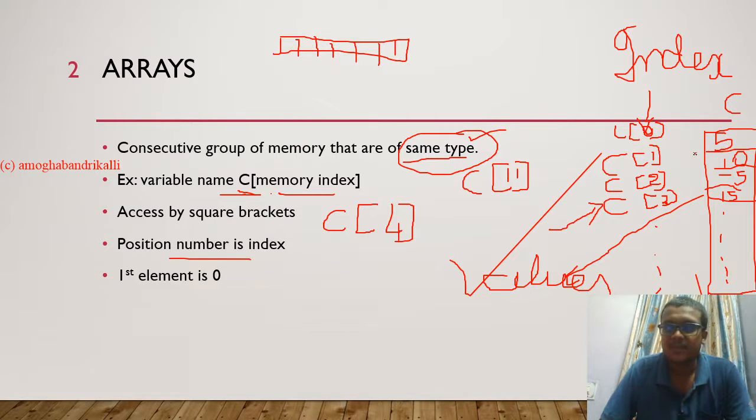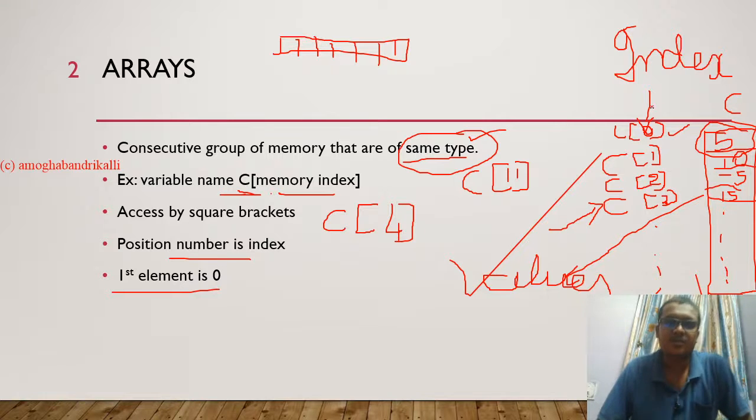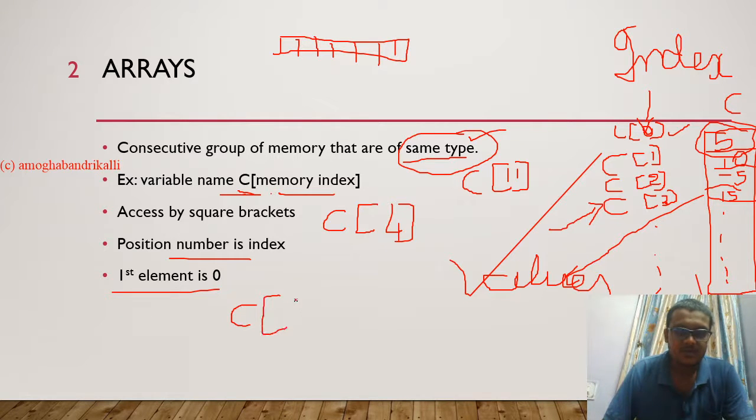The position number is what gives you the index. The first element will always be equal to 0, that is, it is called the 0 element, and it stores some respective constant value. Accessing is very easy. You can do C of 4 plus 2 and store it in a new variable. So you can access C of 4.